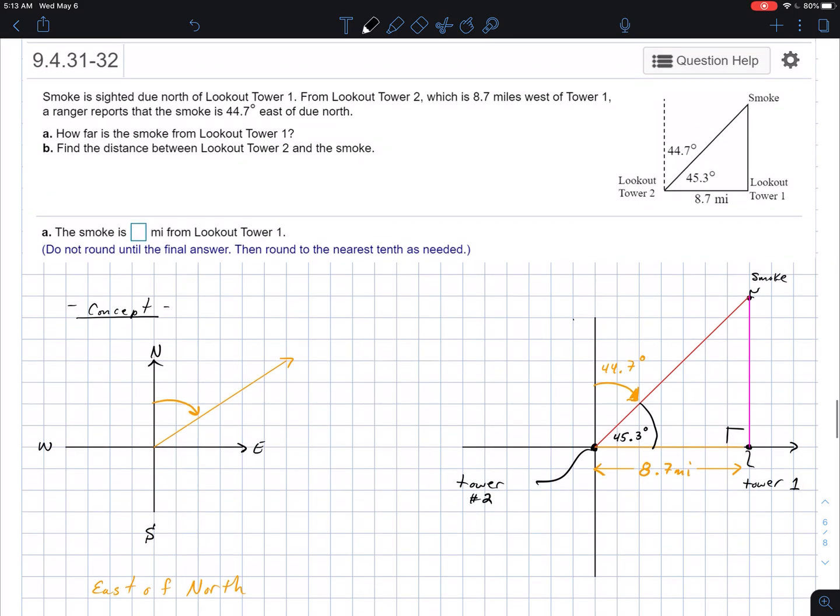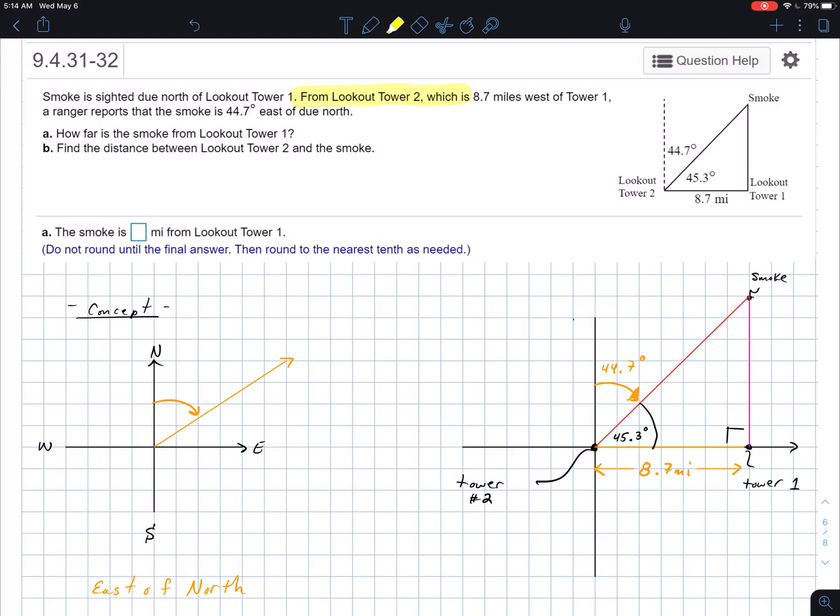Okay, the last problem that we're going to work on is a fundamental vector problem that you might see in like a physics course at some point. Okay? We're not going to get into vectors, unfortunately, but we're talking about vectors. They have a magnitude and a direction, okay, for lack of a better explanation at this point. So, smoke is sighted due north of one tower. So, one tower, smoke due north.